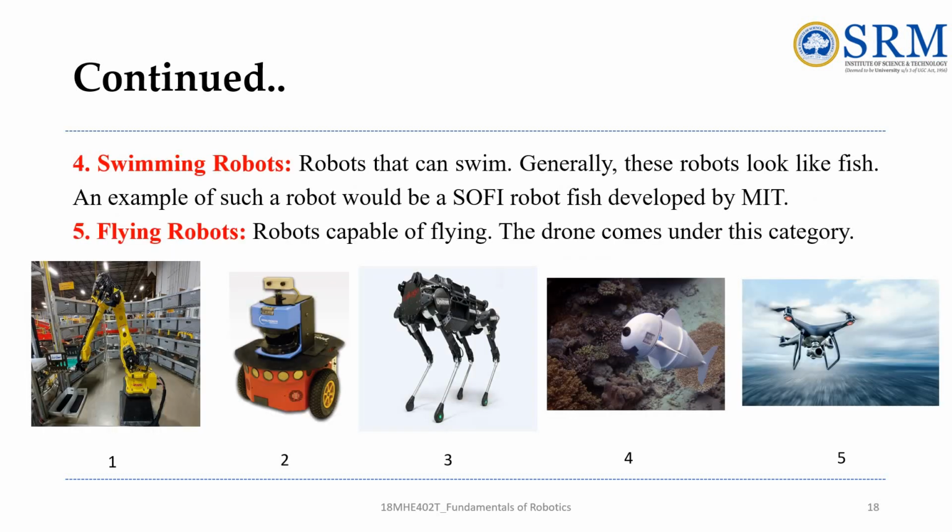Okay. Next is the swimming robots. So these are designed to move in water and often resemble fish. So an example is the Sophie robot fish developed by MIT. And next is classification as flying robots. This can fly in the air, and drones are a common example of this category. Okay, you could see in the picture fish robot and flying robot.